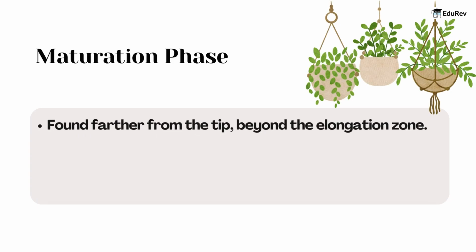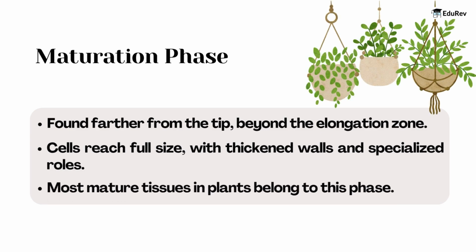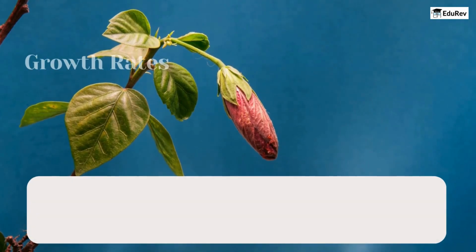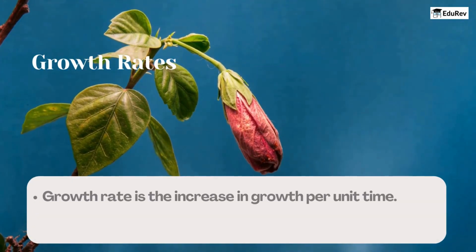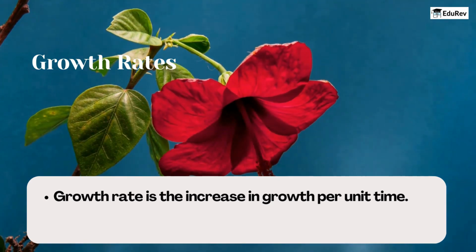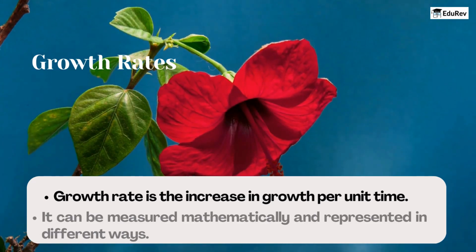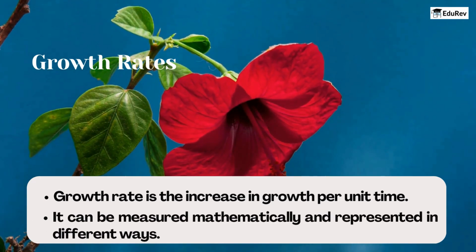Maturation phase, farther from the tip. Cells reach full size, thicken, and take on specialized roles. Most mature tissues in plants belong to this phase. Next, let's understand growth rates. Growth rate means how much a plant grows over a certain period of time. It's the increase in growth per unit time, and this can be shown using formulas or graphs.